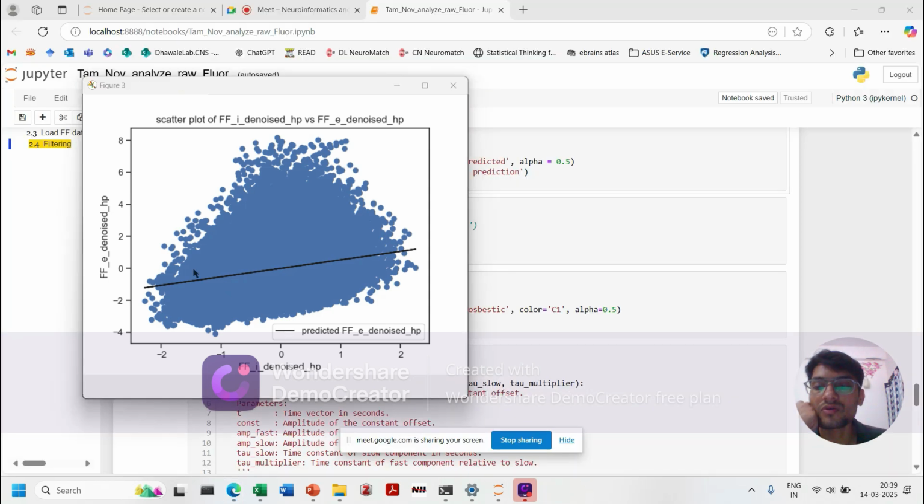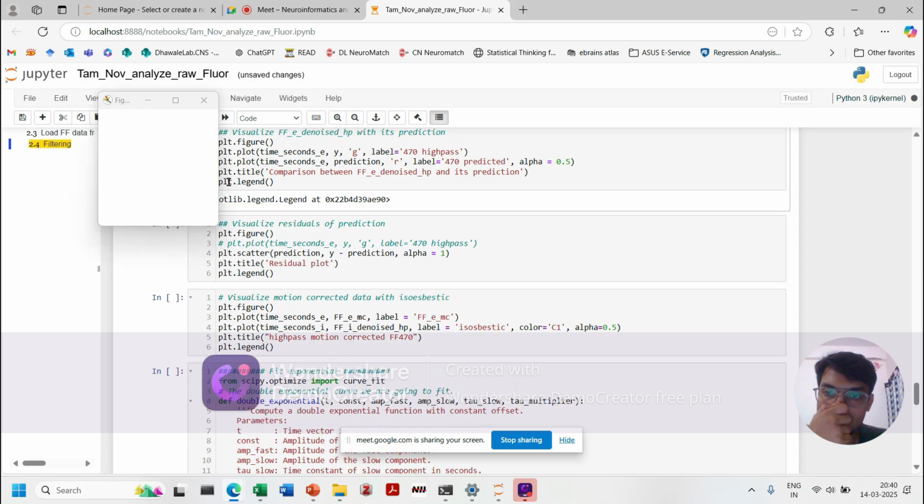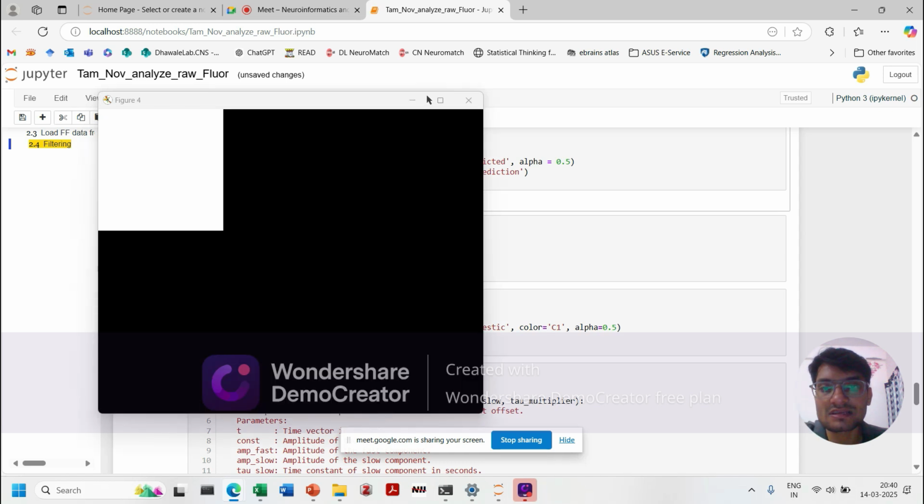Okay, so this is how, like, this is y on our y-axis, the excitation signal, and the x-axis is the isosbestic signal. So this is the predicted and denoised signal basically. So we will subtract this prediction, and we'll also see the comparison between the prediction and how the actual signal looked. I will just show you here.